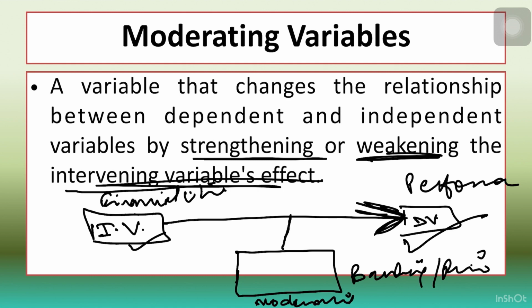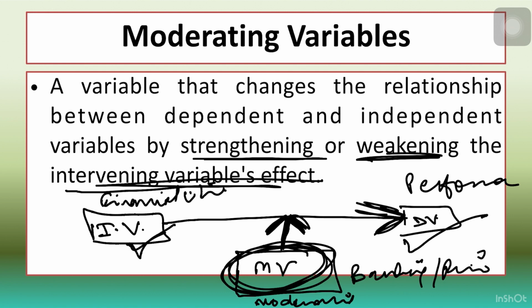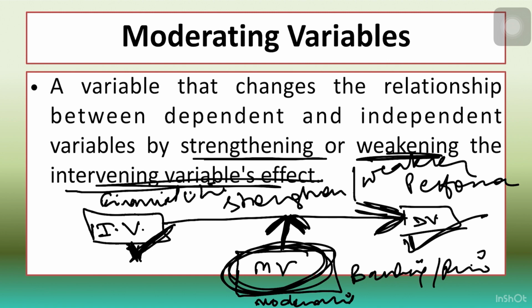Now when I introduce this variable in the relationship between the independent variable and dependent variable, how does the relationship change with the introduction of the moderating variable? This type of variable is known as a moderating variable when it influences the relationship between your independent and dependent variable. It can either strengthen or weaken the relationship. Clear?